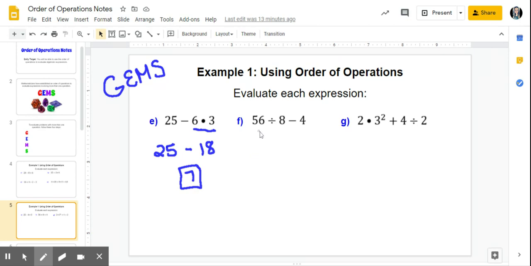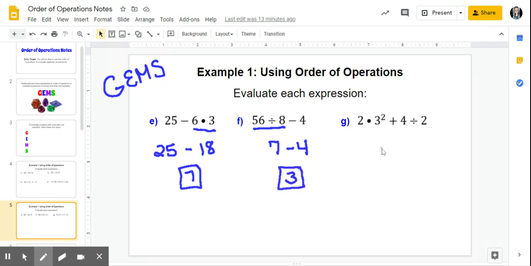Problem F, there are no grouping symbols. There are no exponents. M for multiply or divide, the first thing I see is 56 divided by 8. That gives me 7. Drop down the minus 4, and that's easy. 7 minus 4 just gives me 3.